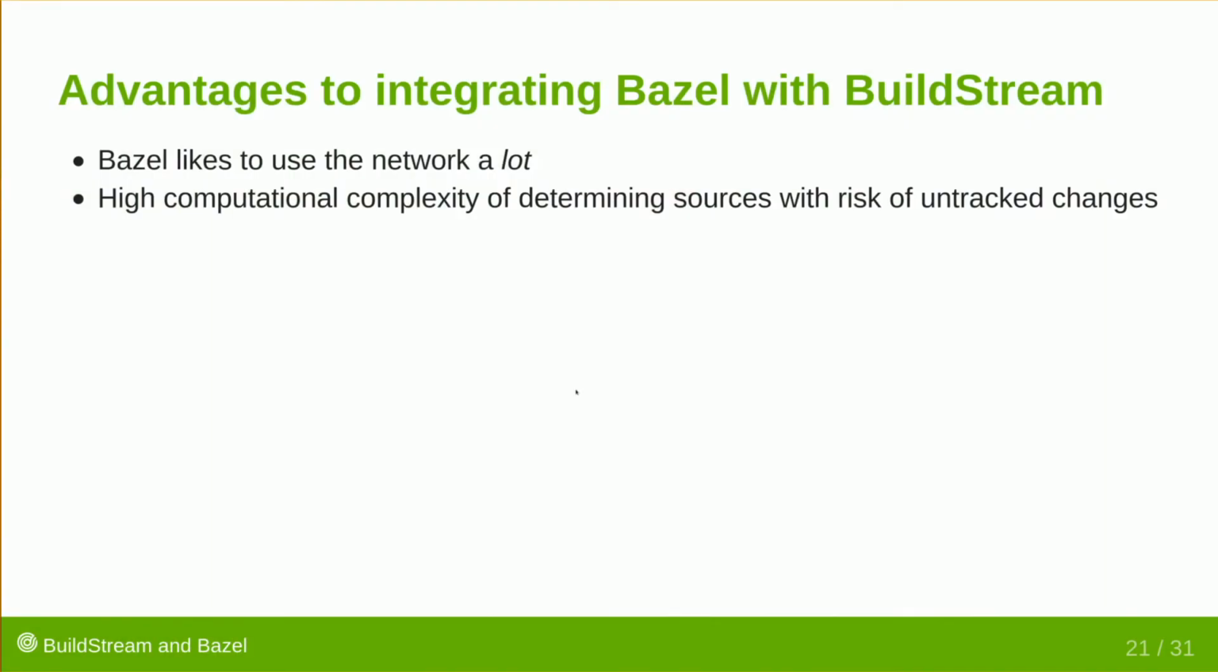There can be quite a high computational complexity of determining the sources associated without risking untracked changes. So when preparing the plugins for BuildStream, we needed to determine all the inputs that are required for a Bazel build. So there's workspace, there's Bazel RC, there's extra command line arguments. It gets to be quite a pain. And really, it shouldn't be the system integrator's job to do this, which is why we came up with that use of the C-query output.